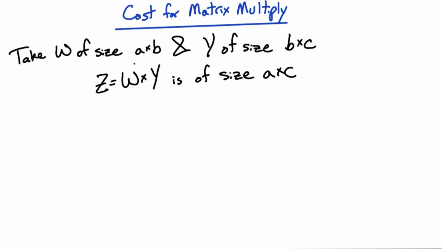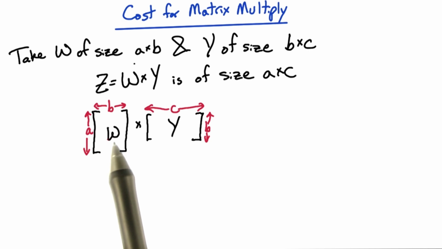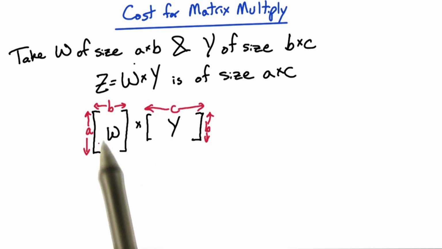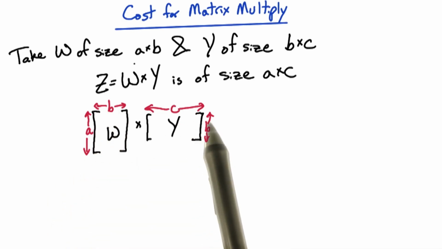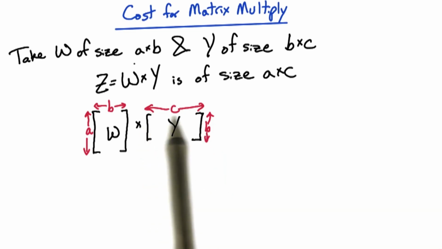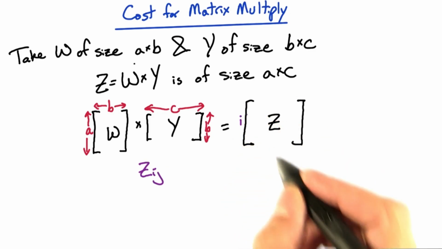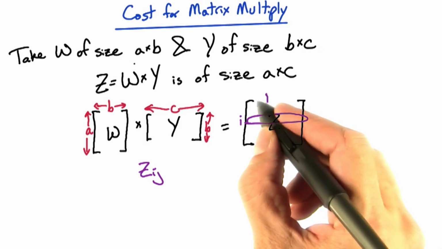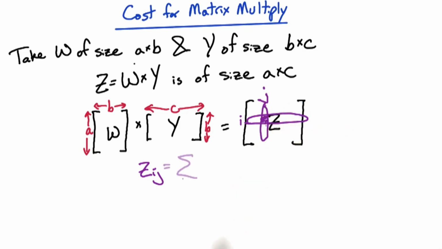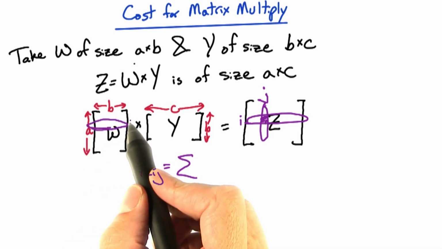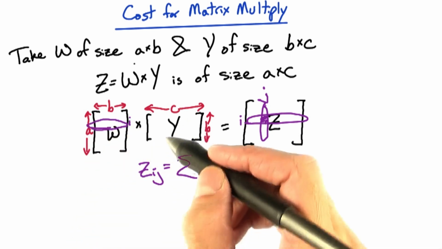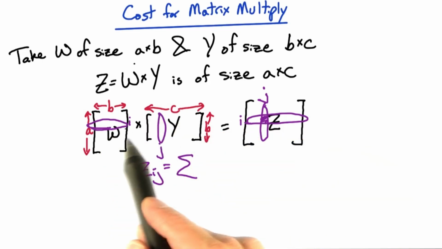Now let's look at the multiplication a little more carefully. Here's an example where we're multiplying W times Y. W has a lot of rows and a few columns, B columns. Similarly, Y has few rows, B rows, and a lot of columns, C. The product matrix Z is going to have A rows and C columns. Let's look at a specific entry Zij, row I, column J. How do we get this entry? We take row I from W, and we take column J from Y, and we do the inner product of those entries.